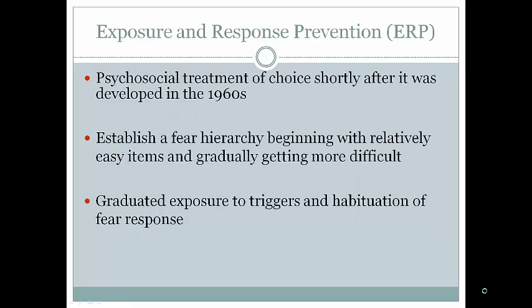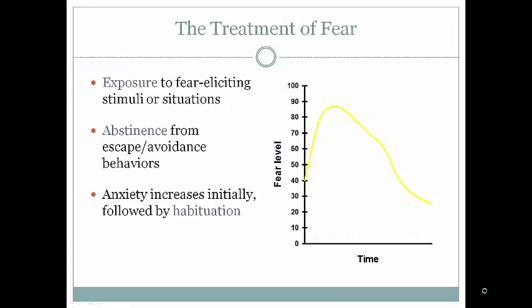ERP was a treatment of choice shortly after it was developed in the 1960s. And as I mentioned, you want to establish a fear hierarchy, beginning with relatively easy items and gradually getting more difficult. And then the theory behind it is that gradual exposure to triggers and habituation to the fear response will neutralize some of these things, and they no longer will produce anxiety.